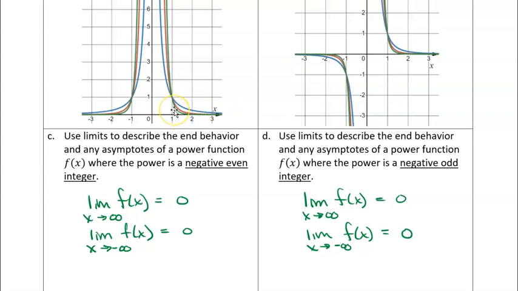They both have an asymptote at x equals 0, a vertical asymptote at x equals 0, but the behavior is a little bit different. So now that we have the general behavior of these power functions, that will help us. We're going to look at polynomials next.